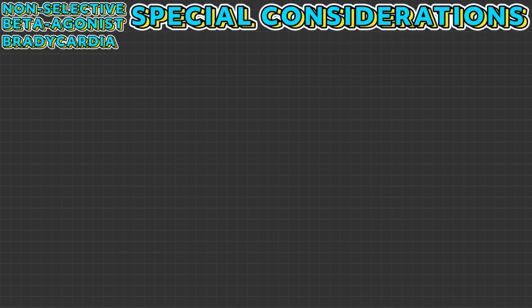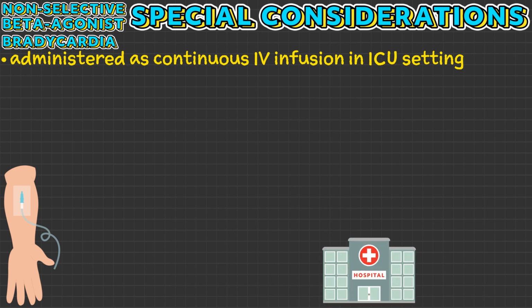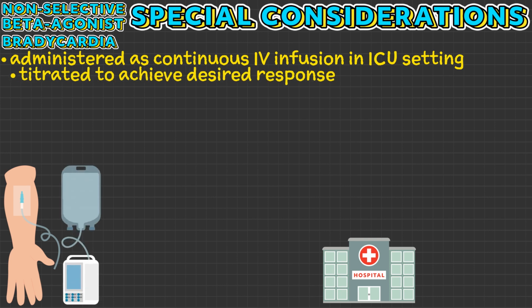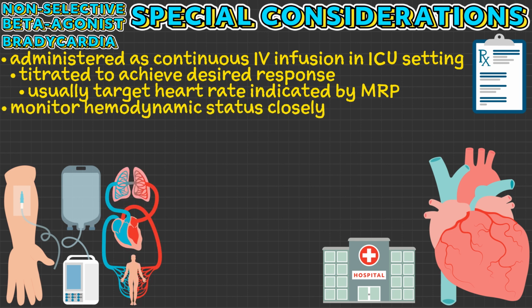When treating bradycardia with non-selective beta-agonists, they are administered as a continuous intravenous infusion in an intensive care setting. The infusion is titrated to achieve a desired response, usually a target heart rate, indicated by the MRP. It is important to monitor the patient's hemodynamic status closely during this therapy.